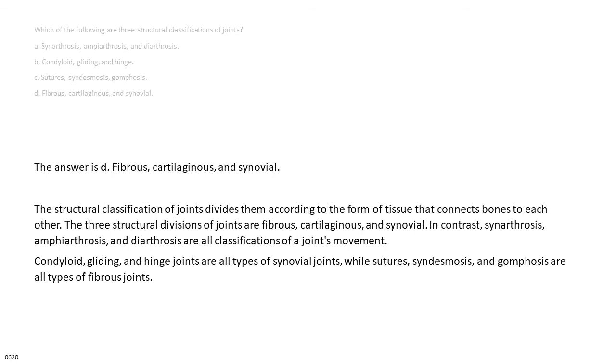In contrast, synarthrosis, amphiarthrosis, and diarthrosis are all classifications of a joint's movement. Condyloid, gliding, and hinge joints are all types of synovial joints, while sutures, syndesmosis, and gomphosis are all types of fibrous joints.